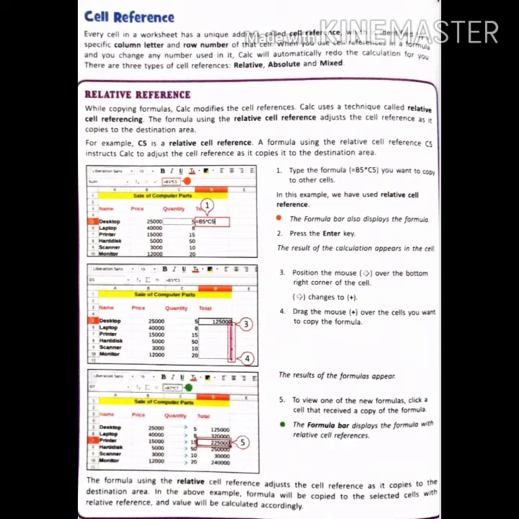The results of the formula appear. Fifth, to view one of the new formulas, click a cell that received a copy of the formula. The formula bar displays the formula with relative cell references. In the above example, the formula will be copied to the selected cells with relative reference and the value will be calculated accordingly.